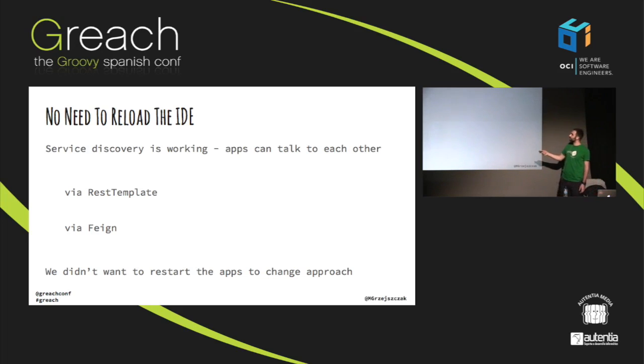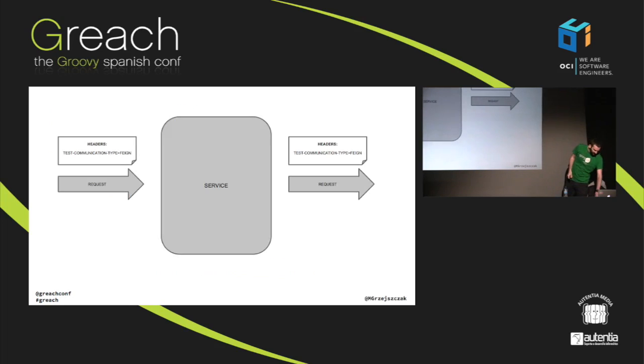So I wanted to ensure that service discovery is working, that apps can talk to each other, and there are two means of communication, via REST template and via feign, right? So what was important for me is that I didn't want to restart the apps to change the approach, right? Imagine that, all the deployment of those 10 applications takes some time, right? So in order to just change the means of communication, I would have to redeploy everything, and that was unacceptable.